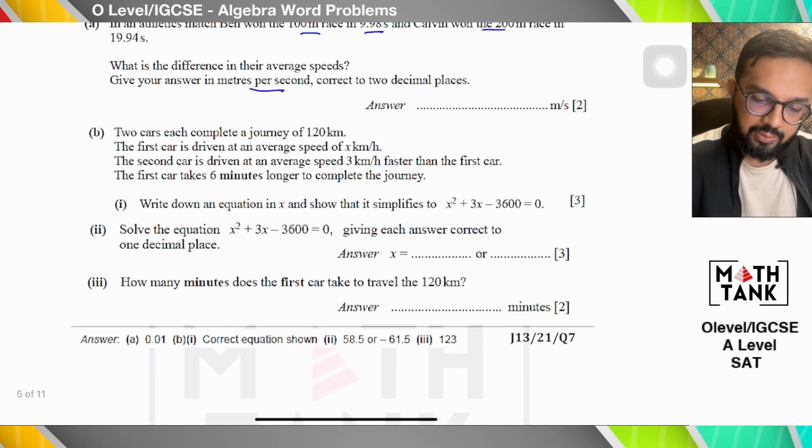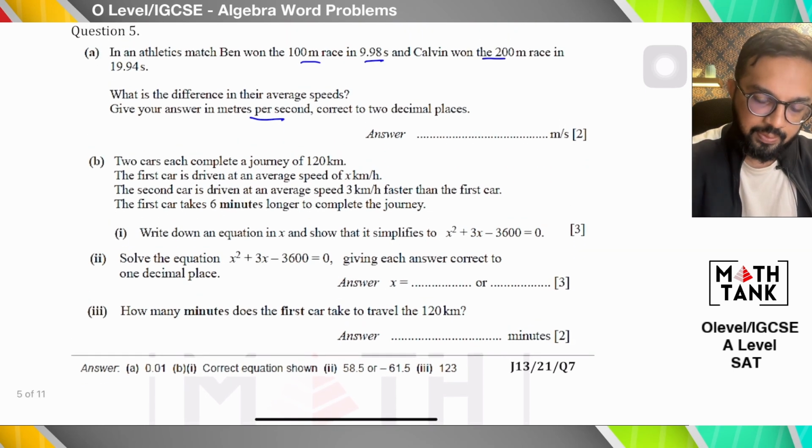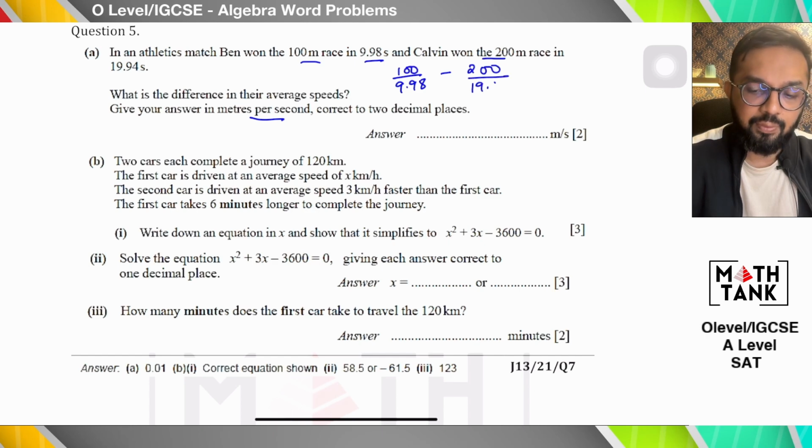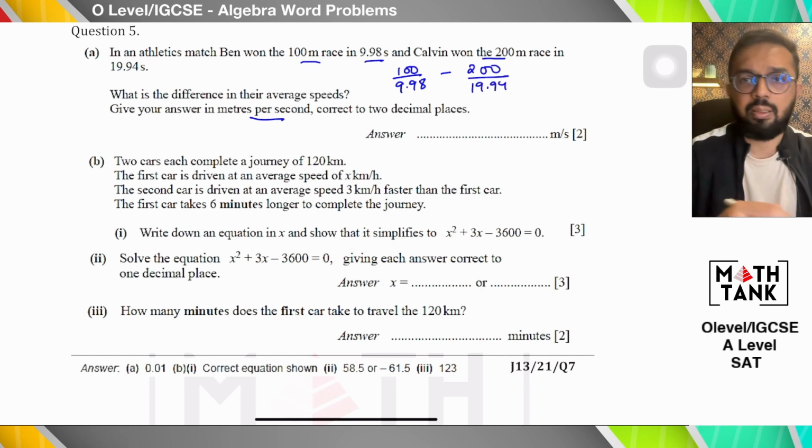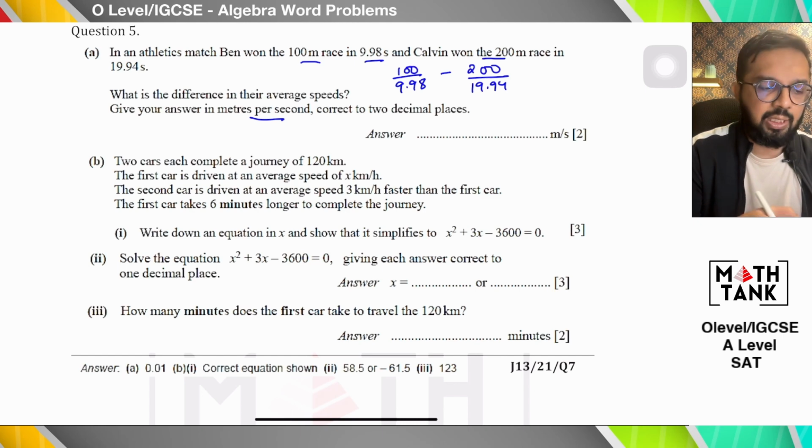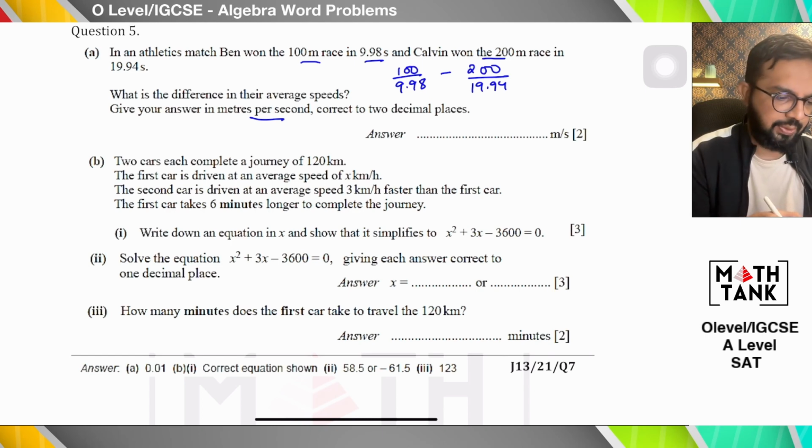Okay, so I just need to find the difference in average speeds. But speed, it's distance over time. So 100 divided by 9.98 minus 200 divided by 19.94. I don't know which one is faster, which one is slower. I could subtract one from the other. The answer could either be negative or positive. I'm going to write down the absolute difference. I'm going to write down that the difference is this. Let's put this on our calculators quickly.